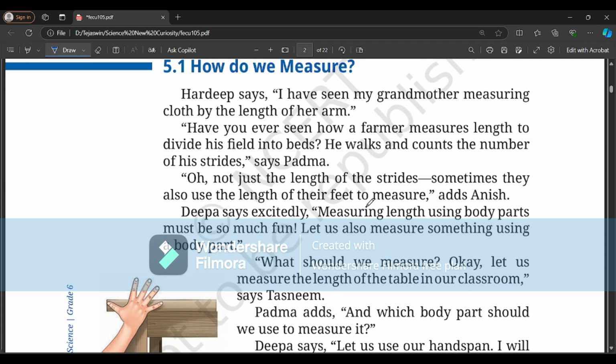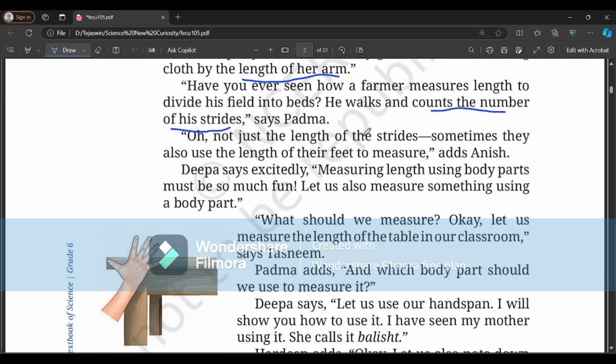Hardeep says that he has seen his grandmother measuring cloth by the length of her arm. Have you ever seen how a farmer measures length to divide his field into beds? He walks and counts the number of his strides. Sometimes they also use the length of their feet to measure the distance.